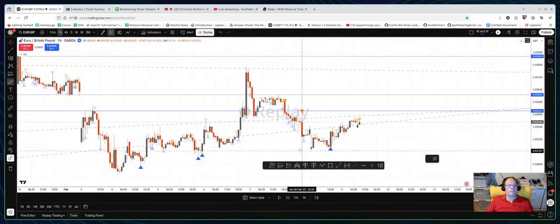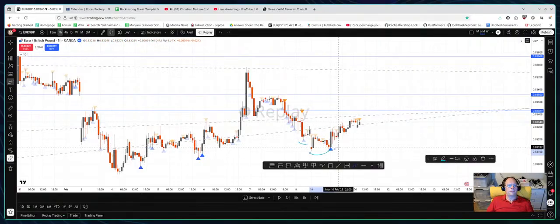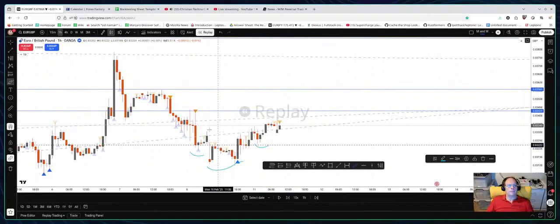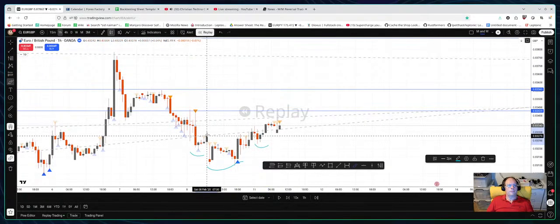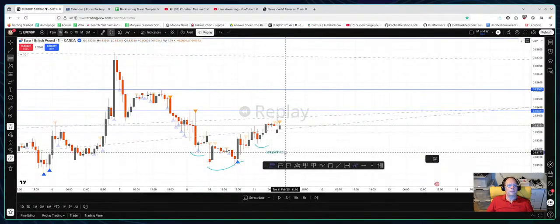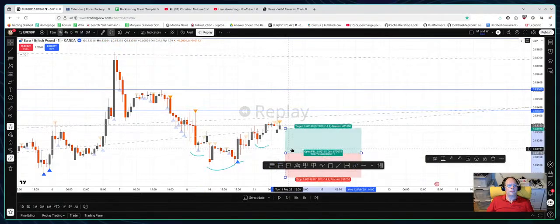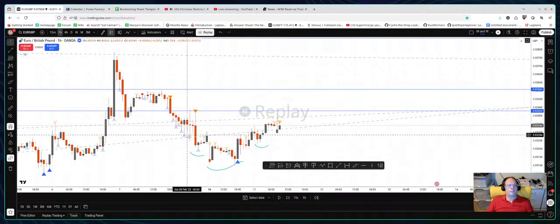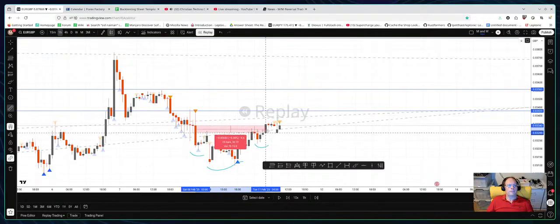I'll just draw them in. Shoulder, head, shoulder. And this is just part of the head. And then is that a right? If I measure that, stop pressing buttons, me delete. I just want to measure it. 25 bars, so it's not legit on the 1 hour time frame.